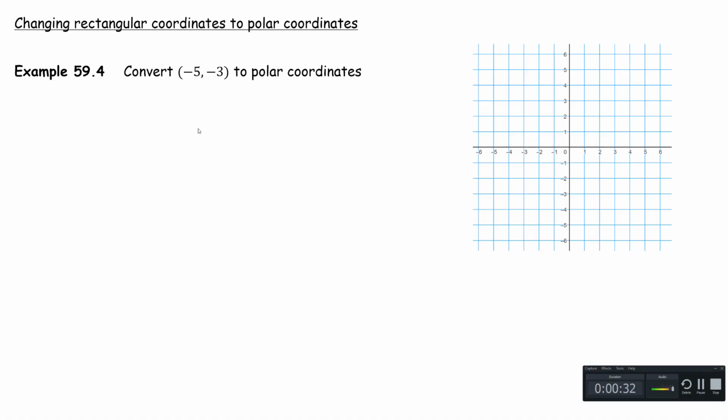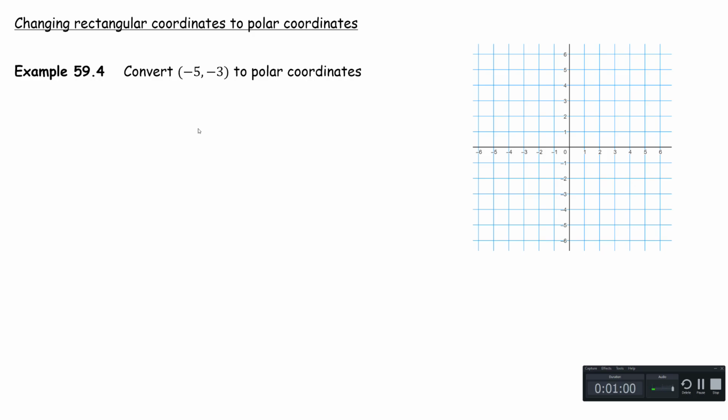Okay, now we're going to talk about changing rectangular coordinates to polar coordinates. In the video that I sent you for review, you should have reviewed how to change polar coordinates to rectangular coordinates using sine and cosine. And so now we're going to learn how to go the other way. We're going to learn how to convert rectangular coordinates to polar coordinates. And this time we'll be using tangent to do that.